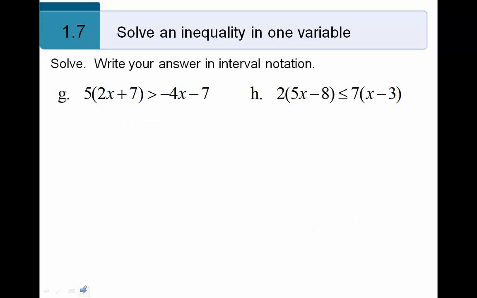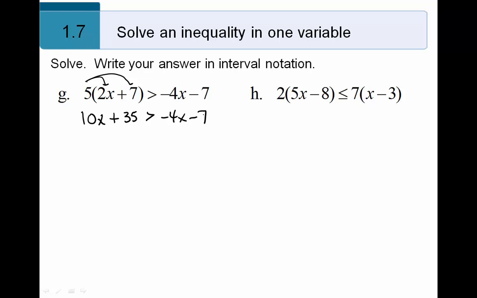Alright, let's tackle G. Right off the bat, I see I have a grouping symbol, so there is the need for us to use step 1. To eliminate that grouping symbol, we'll distribute positive 5 into the parentheses. Positive 5 times 2x is positive 10x. Positive 5 times positive 7 is positive 35. And let's recopy the right-hand side of the inequality. Our grouping symbols have been eliminated, but we have no like terms to combine.